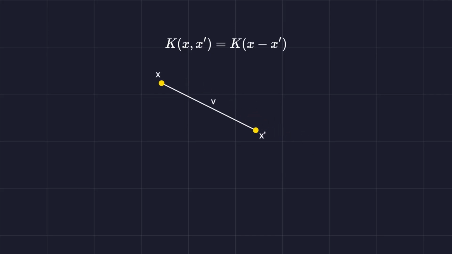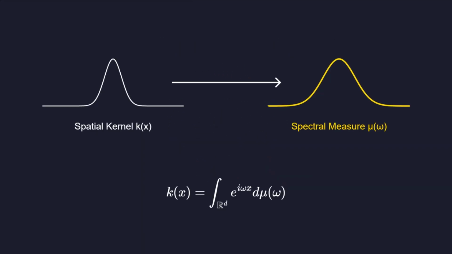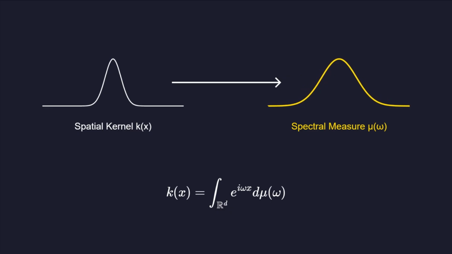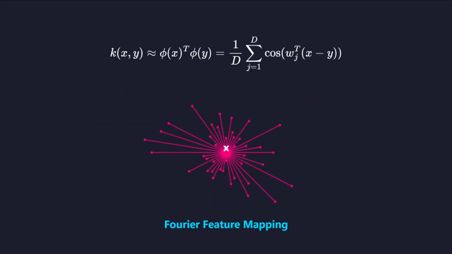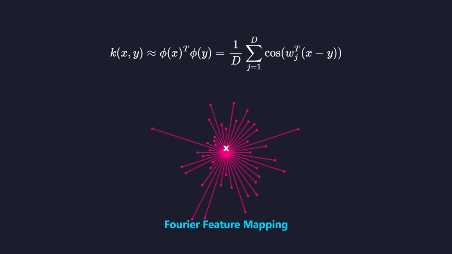A kernel is stationary if it only depends on the vector difference between 2 points, making it invariant to translations in the input space. If it only depends on the Euclidean distance, it is isotropic and invariant to rotations. Bochner's theorem states that every continuous stationary positive definite kernel is the Fourier transform of a finite positive measure. This creates a powerful link between the spatial properties of the kernel and its frequency spectrum.